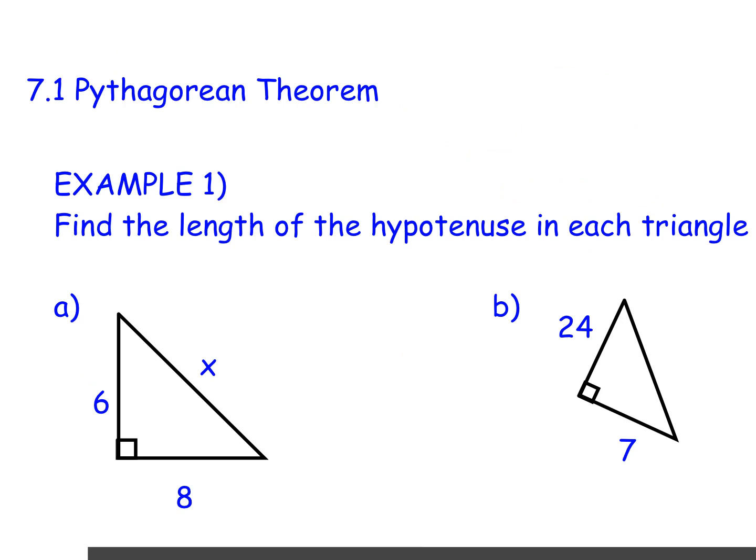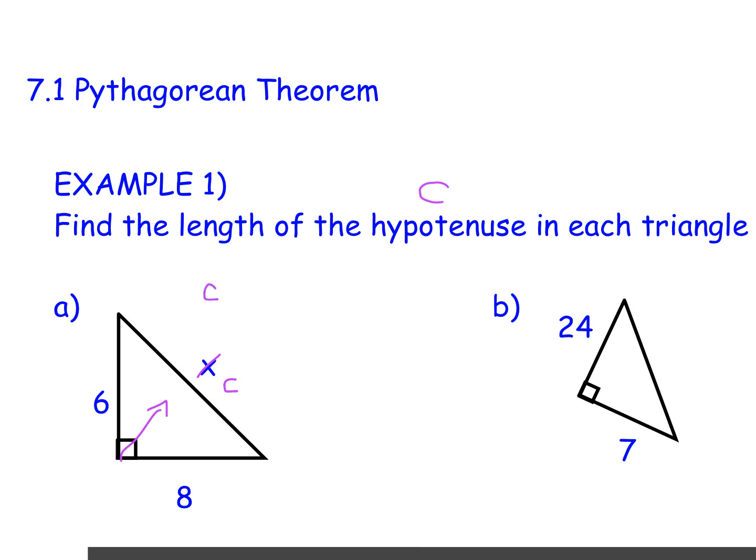So here's a couple of fun examples where we can try out our Pythagorean theorem and see how it works. We need to find the length of the hypotenuse, and we already know that that is side C, and it's going to be the longest side of our triangle. There it is right there. So this is labeled X. We should label it C because our formula uses A, B, and C.